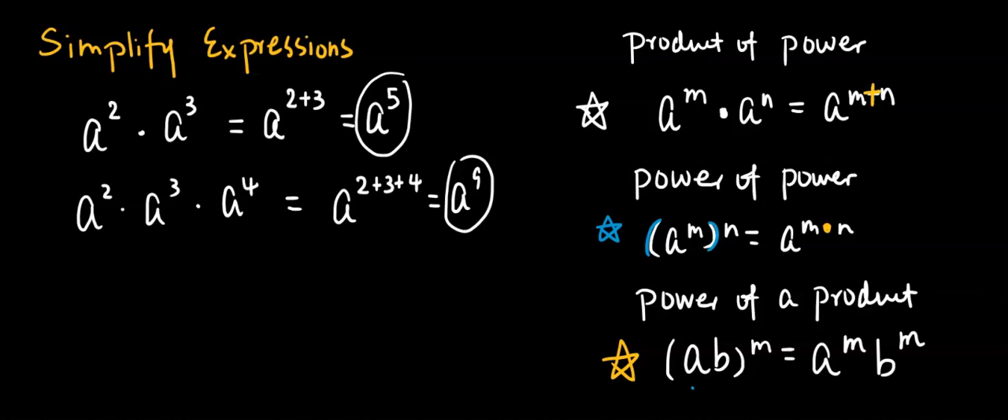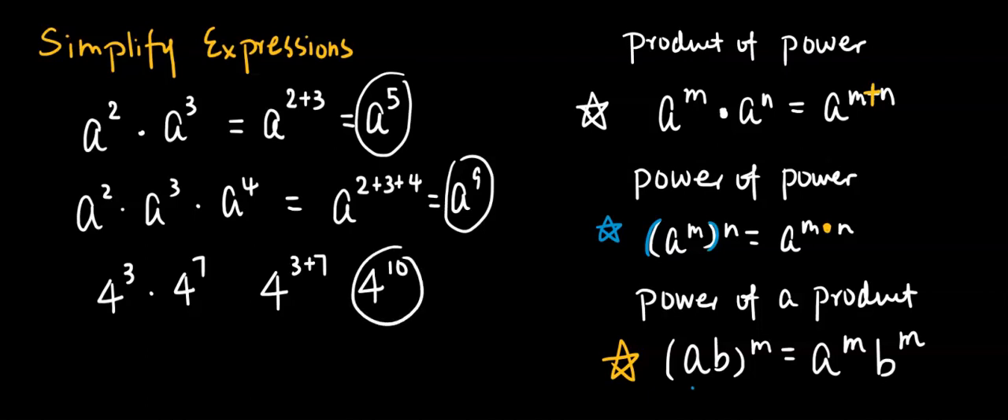Okay, let's use some real numbers. How about I have 4 to the third power times 4 to the seventh power? Give it a try. Did you see I'm going to keep the base, add the exponents? I have 4 to the 10th power. Very good. What if you say this? I'm going to use the same exponents.